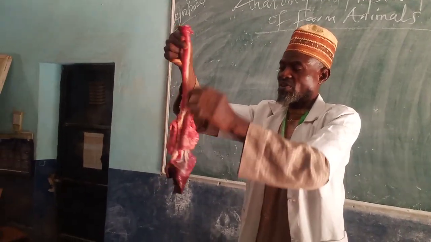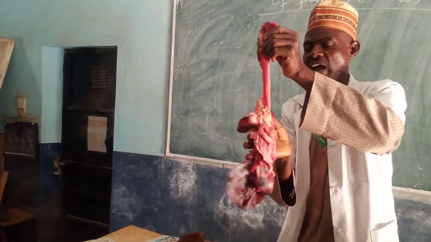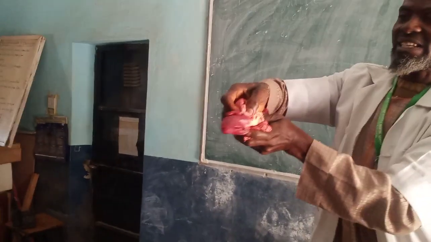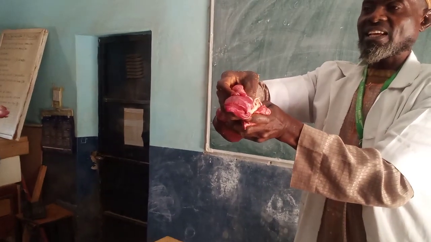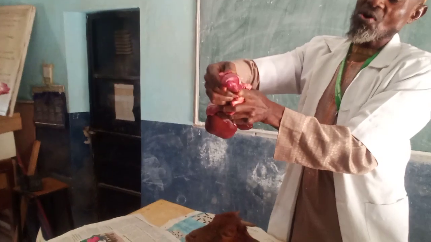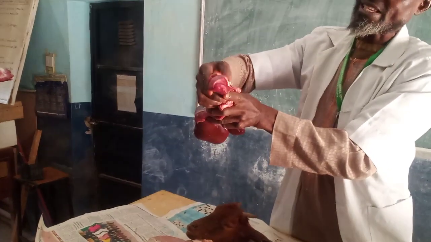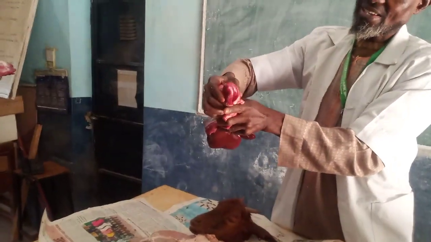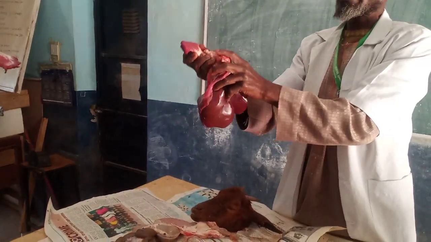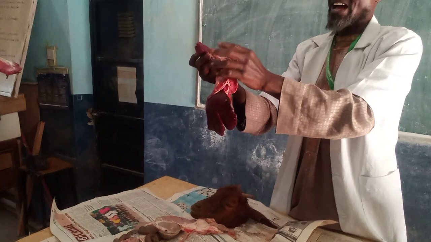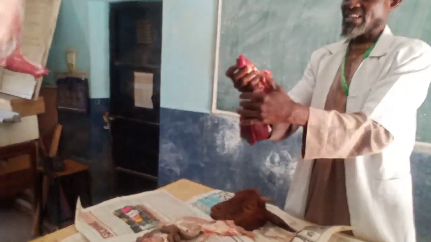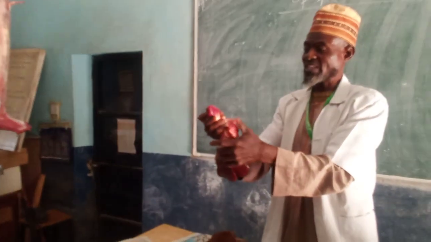Then, very close to the lung, we have the heart. This is the heart of a ruminant, as can be found in human beings and other mammals. It is a dark reddish color, and at times it is transparent, like a mirror. That is the structure of this organ.